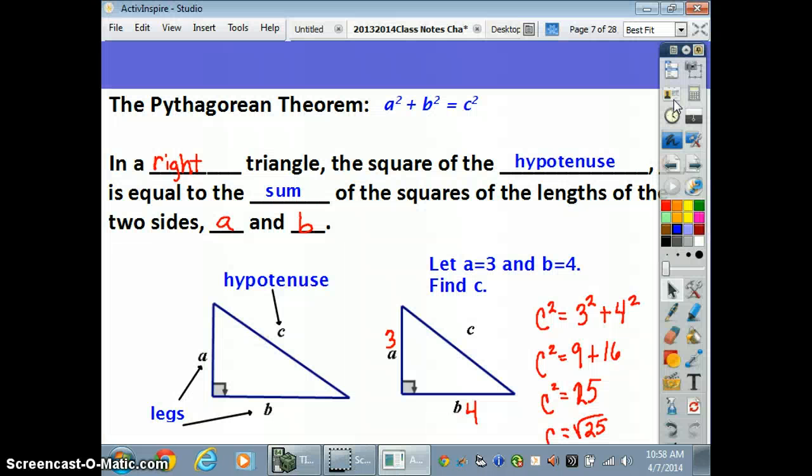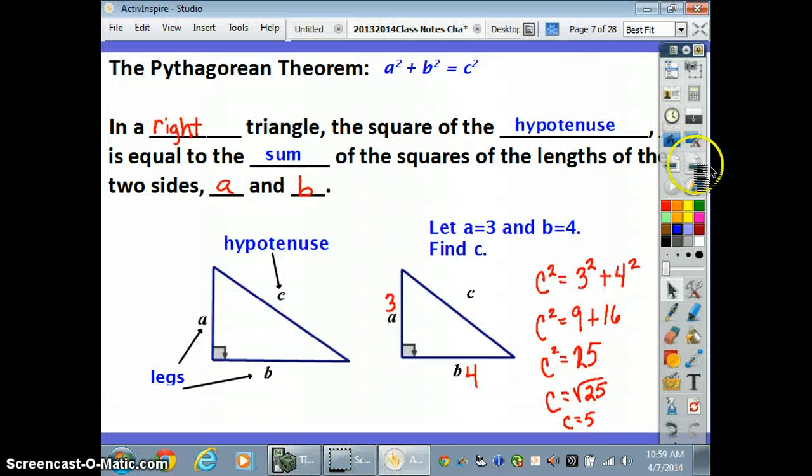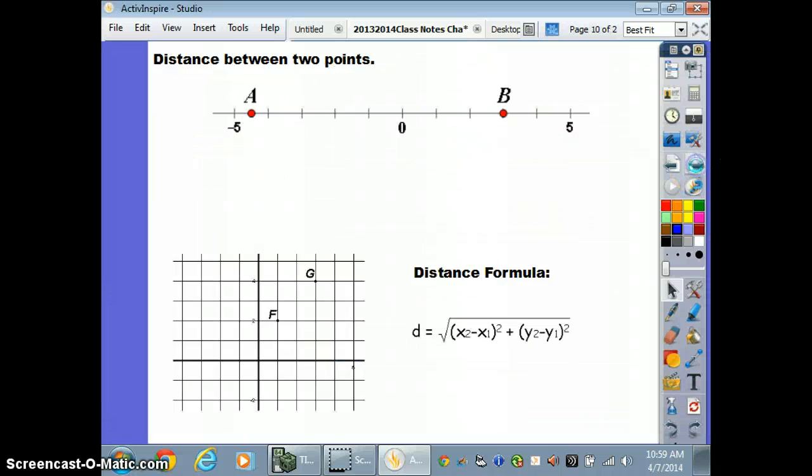Let's go on just a little bit more. Okay, the distance between 2 points. On a number line from A to B, I could find this distance. This point is 1, 2, 3, and this would be -1, -2, -3, -4. That's probably -4.5.